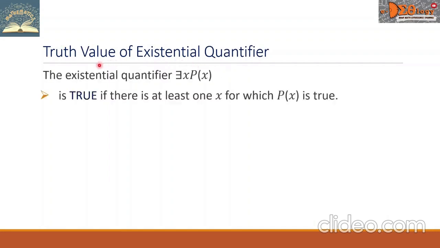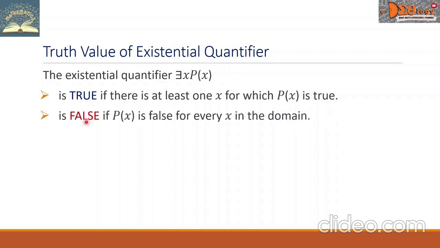Let's go now to the truth value of existential quantifier. The existential quantifier for some x, p of x is true if there is at least one x for which p of x is true. Or this is false if p of x is false for every x in the domain.